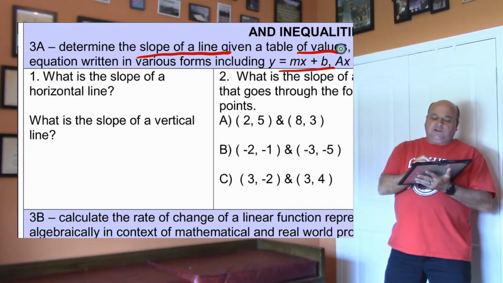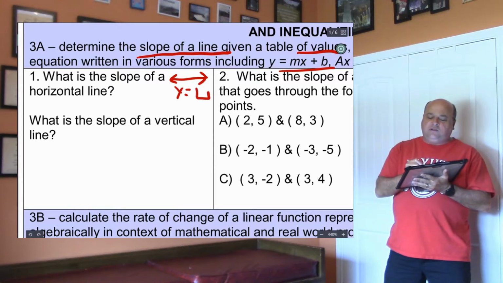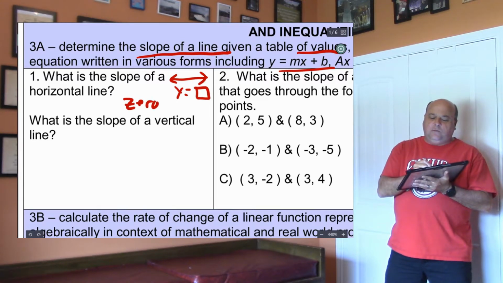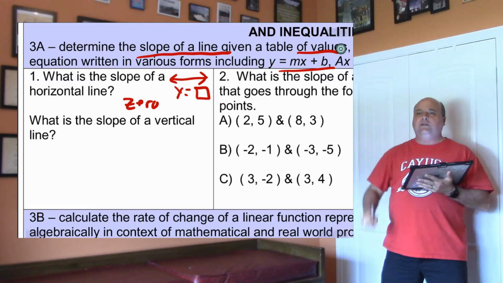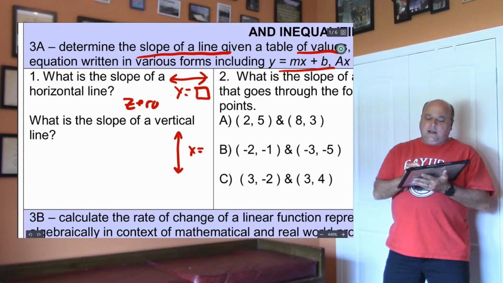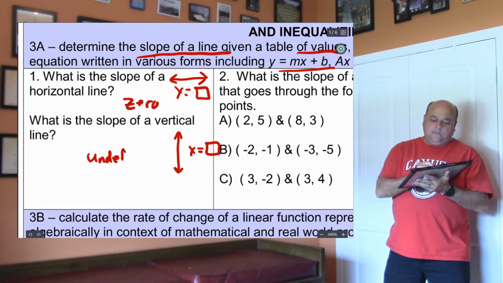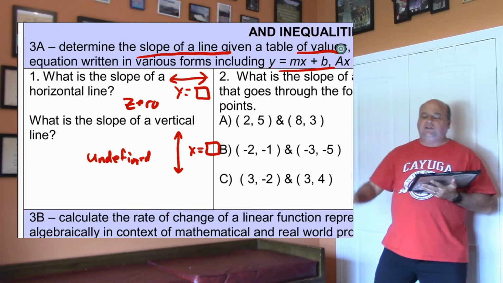Please know this. The slope of a horizontal line, it's going to be y equals something, and it has a slope of 0. Please don't miss that on the test. The slope of a vertical line goes straight up and down. It's going to be x equals something, and it's undefined. Okay, so please don't miss those on the test.